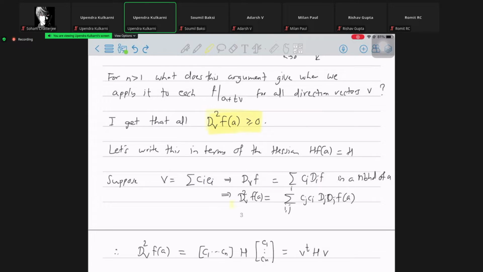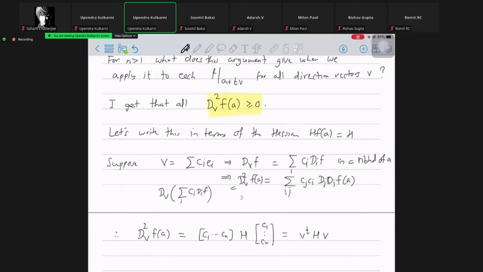So perhaps I will just write this down. So this is equal to dv of the summation ci dif over i, and I apply the same formula. That's why I picked up an extra cj in front of ci, and now all the dj's apply to di. Okay, so what is the upshot?